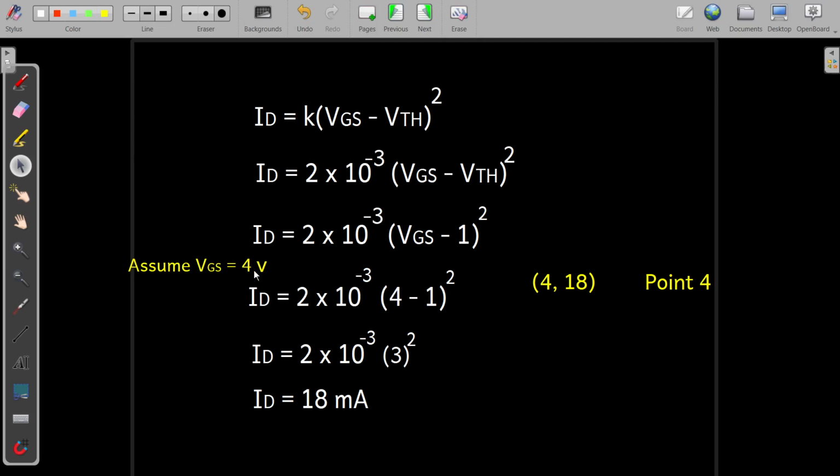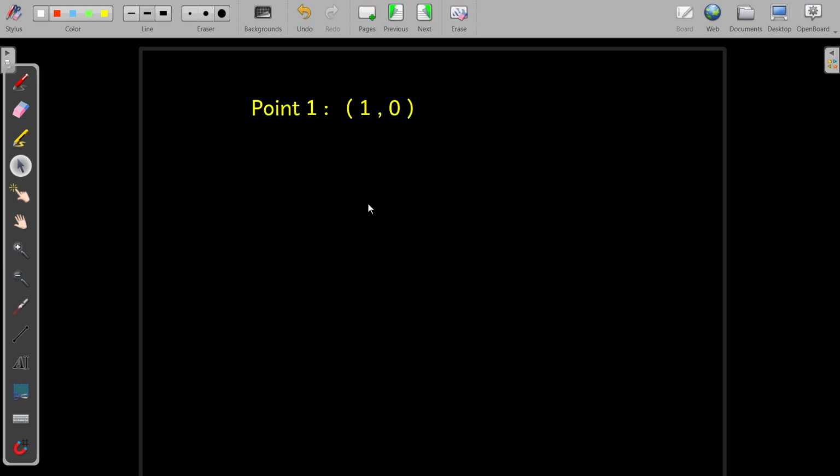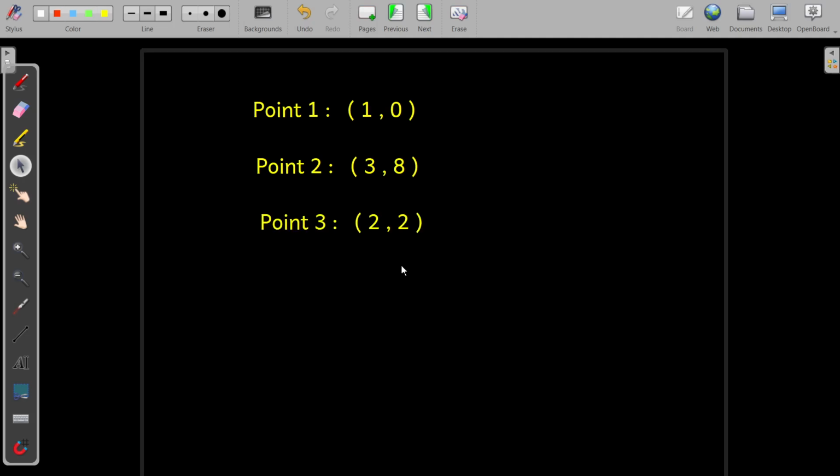Now we'll plot all these 4 points. Before that, let's summarize these 4 points. The first point is 1 comma 0, which we got from VTH comma 0 ID current. Then the second point we have written using the given spec, that is VGS on and ID on, 3 volts VGS on and ID on is 8 milliamps. Then we got the third point using the current equation, so it is 2 comma 2. Then the fourth point also from the current equation, which is 4 comma 18.